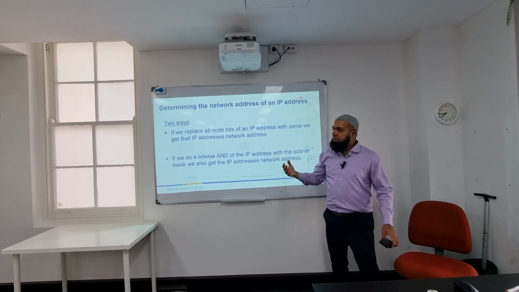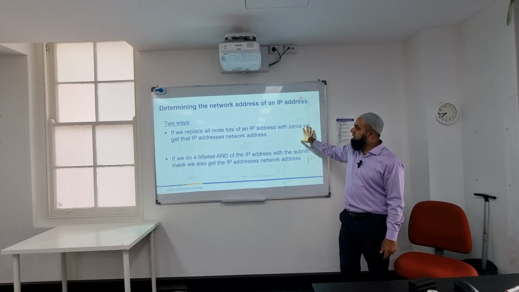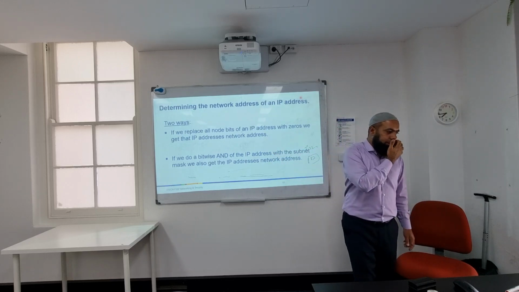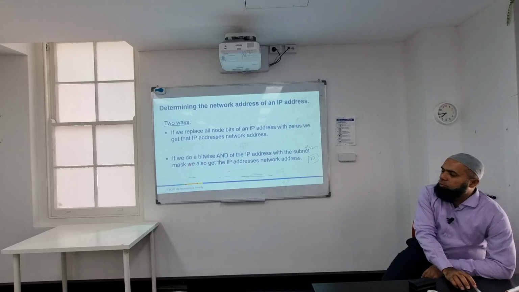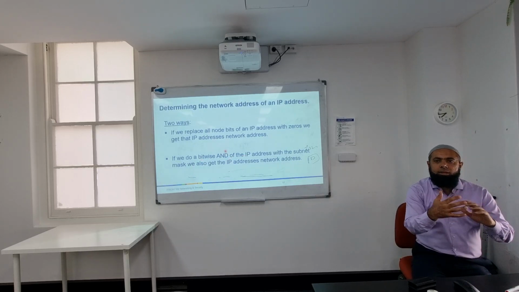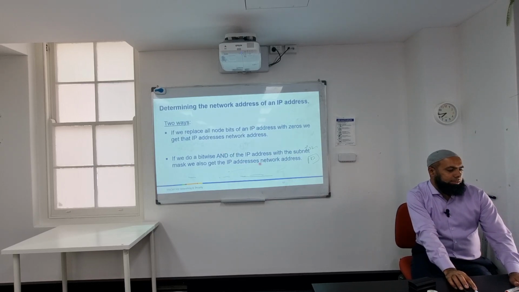So there are two different ways. If we replace all node bits of an IP address with zeros, we get the IP address subnet network address. What is that? We'll see. Otherwise, we have another option. If we do a bitwise AND, you know the AND gate, we use the AND of the IP address with the subnet. We also get the IP address network address as well. So there are two different ways to do that. Let's see.